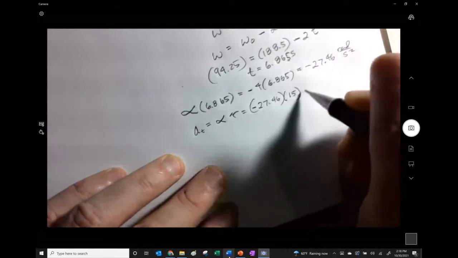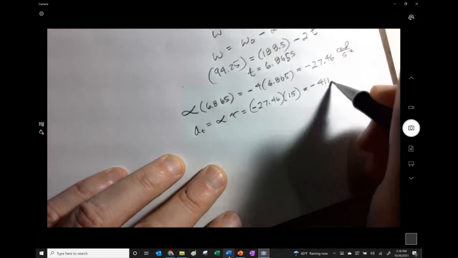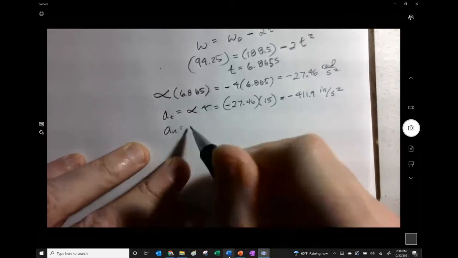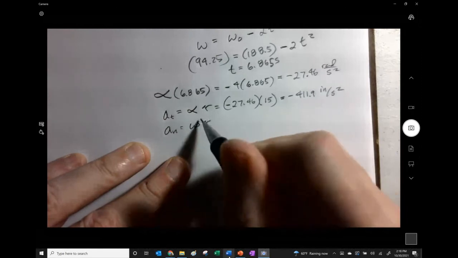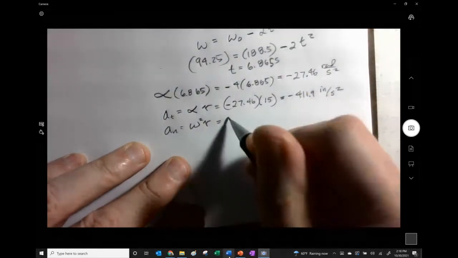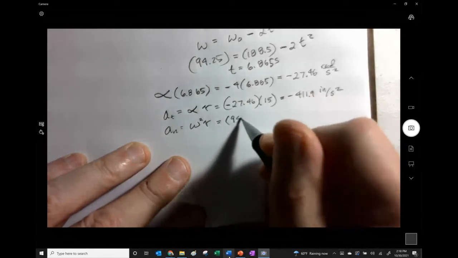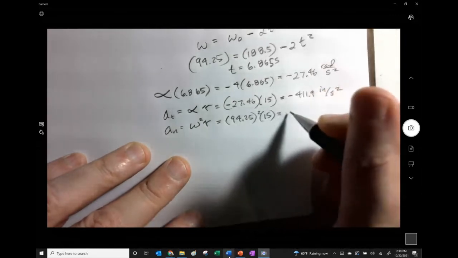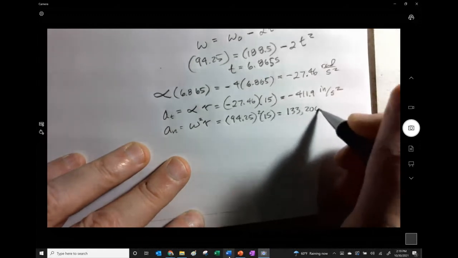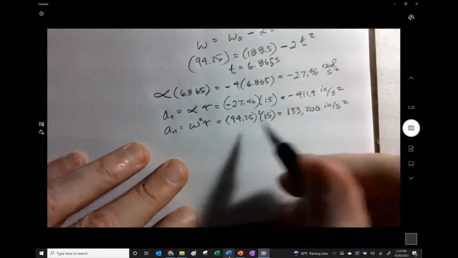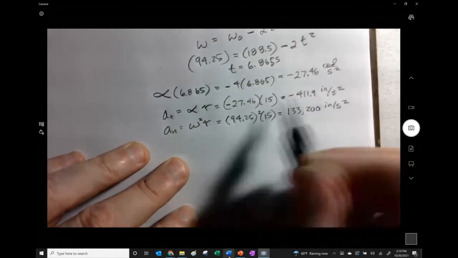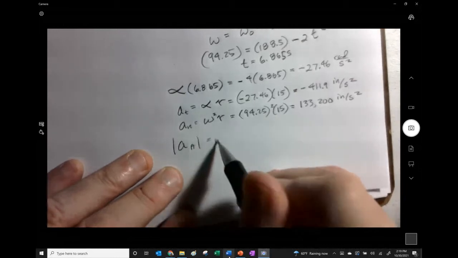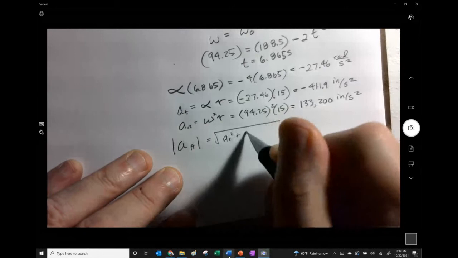And the radius is 15, so that's going to come out to negative 411.9 inches per second squared. And then the normal acceleration is going to be omega squared r. I almost hit the wrong one. So the omega of the thing at that time is 94.25 squared times 15. So we end up finding we had 133,200, wow, inches per second squared. I should have probably tried to fix that, because this is so much bigger than that, its magnitude isn't really going to change all that much. So we have that the magnitude of the acceleration of A is going to be the square root of those two accelerations.